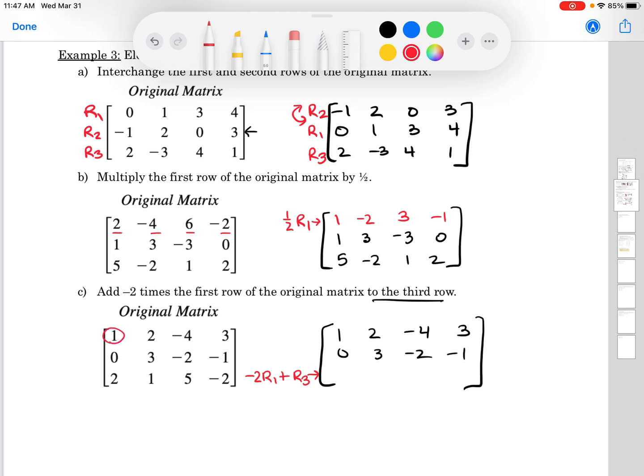So I'm going to multiply this number by -2 and then add it to 2. I'll get 0. -2 times 2 is -4 plus 1, so -3. -4 times -2 is 8 plus 5 is 13. -2 times 3 is -6 plus -2 is -8.